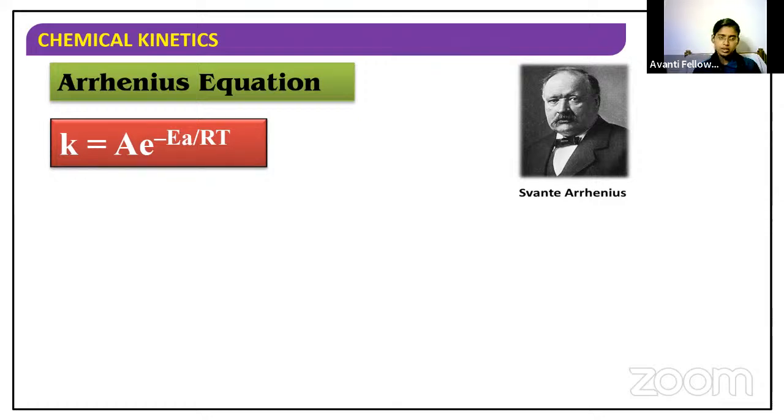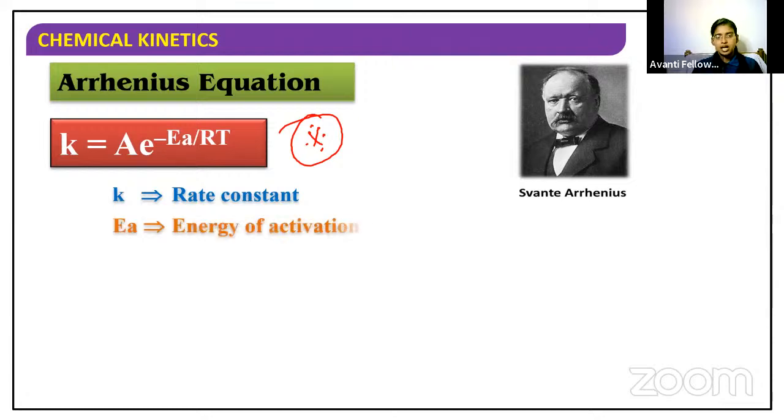Okay, this is the Arrhenius equation, which is very, very important. So we should know the terminologies, right? Here K is called the rate constant. We already know, right? K is nothing but the rate constant. And EA is called the activation energy, or energy of activation. And R is nothing but the universal gas constant.